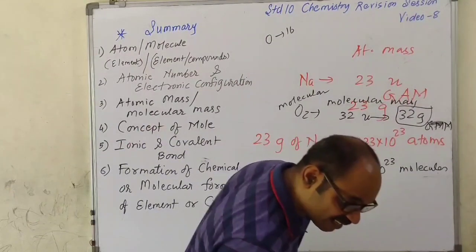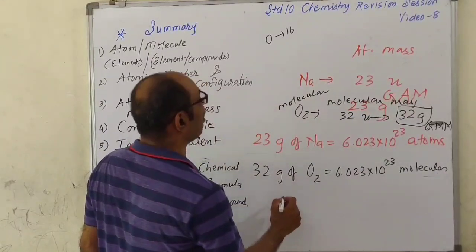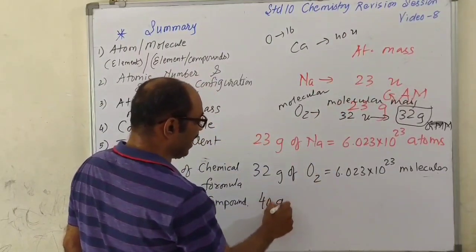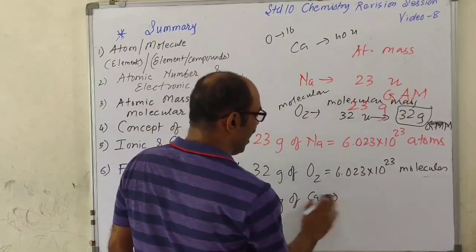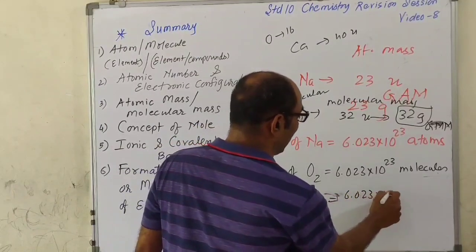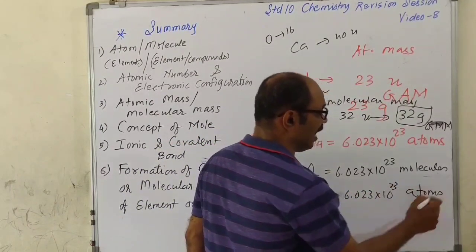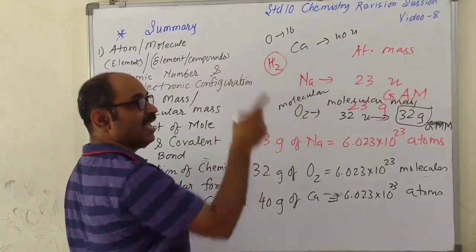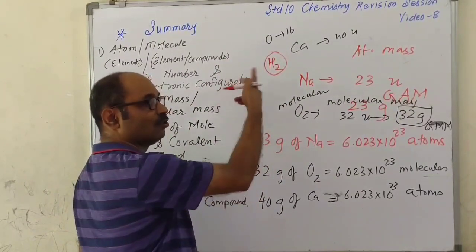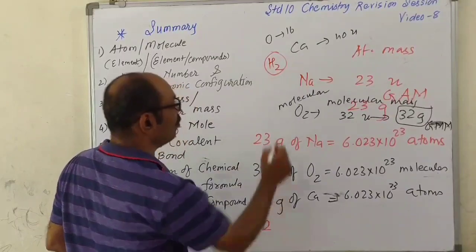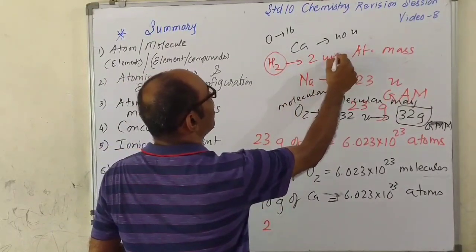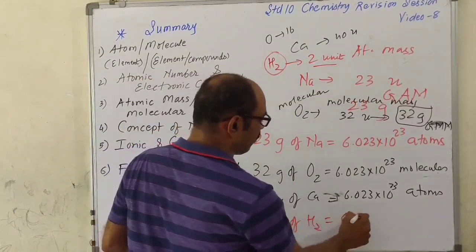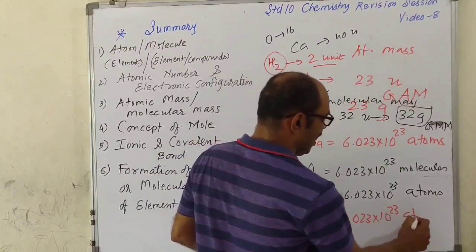Let's take another example. Calcium. The atomic mass of calcium is 40 units. So if you take 40 grams of calcium, then you will find 6.023 into 10 raised to 23 atoms of calcium. If you take hydrogen, now hydrogen is again a molecule. One atom of hydrogen is 1 unit, so two units. So 2 units is the molecular mass of hydrogen. But if you take 2 grams of hydrogen, then it will contain 6.023 into 10 raised to 23 molecules.